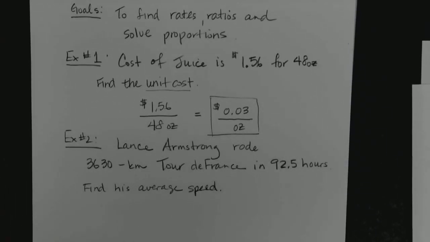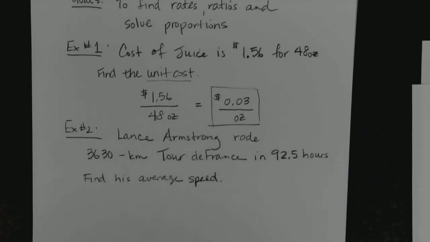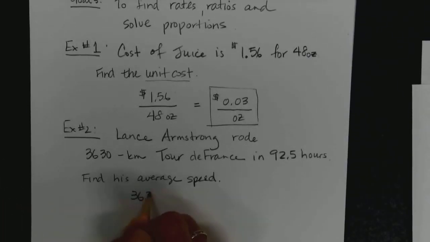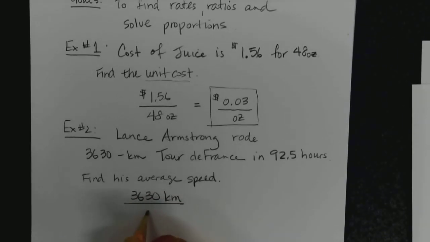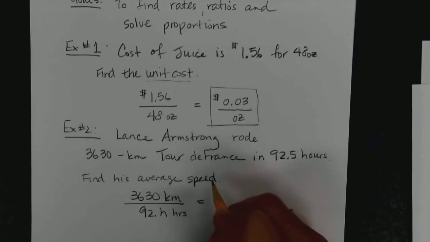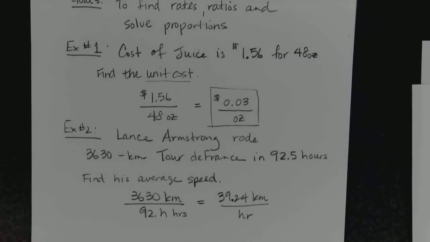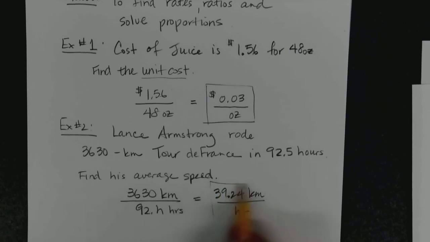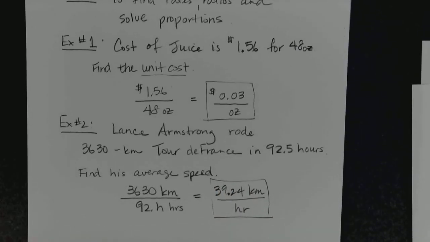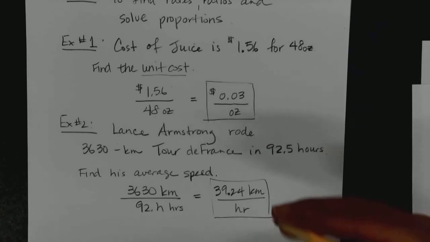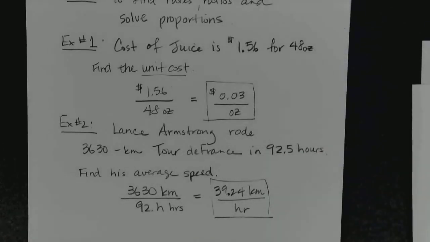There you go. Unit rate. Divide. What do I divide? Divide 3,630 by 92.5. This will give you his average speed. So he rode 39.24 kilometers per hour. You just divide. This is his average speed. So this is his unit rate. You are going to use calculators today, thank God.